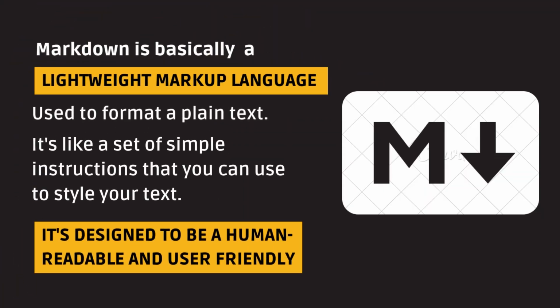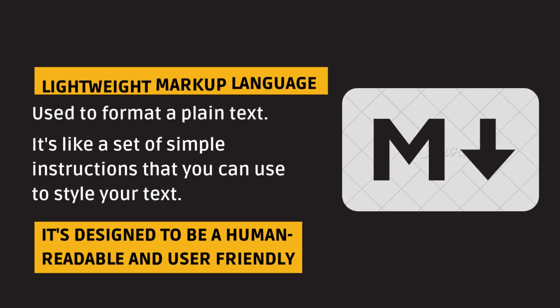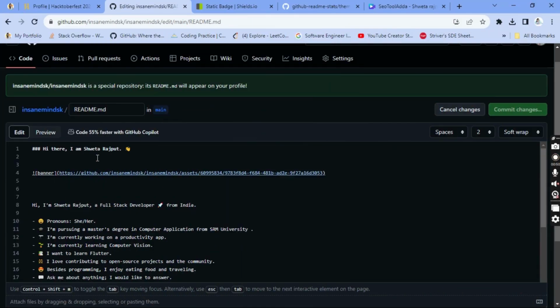Markdown is basically a lightweight markup language used to format plain text. It's like a set of simple instructions that you can use to style your text. You don't need to be a coding wizard to use it effectively. It's designed to be human readable and user friendly. In Markdown, you can create headings by using hashtag, make text bold or italic with asterisk or underscore, and create lists with hyphens or numbers. Also, you can include links, images, code snippets, and even tables.